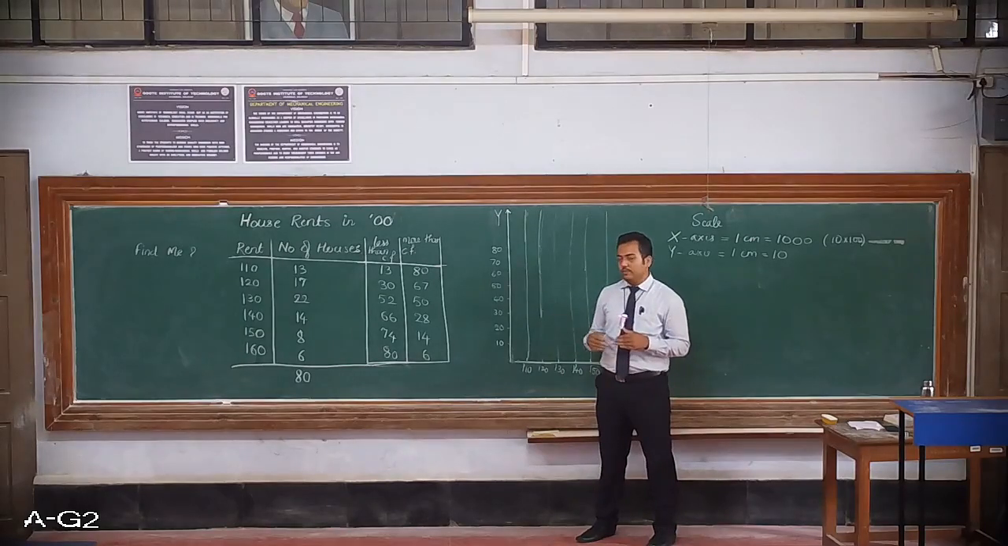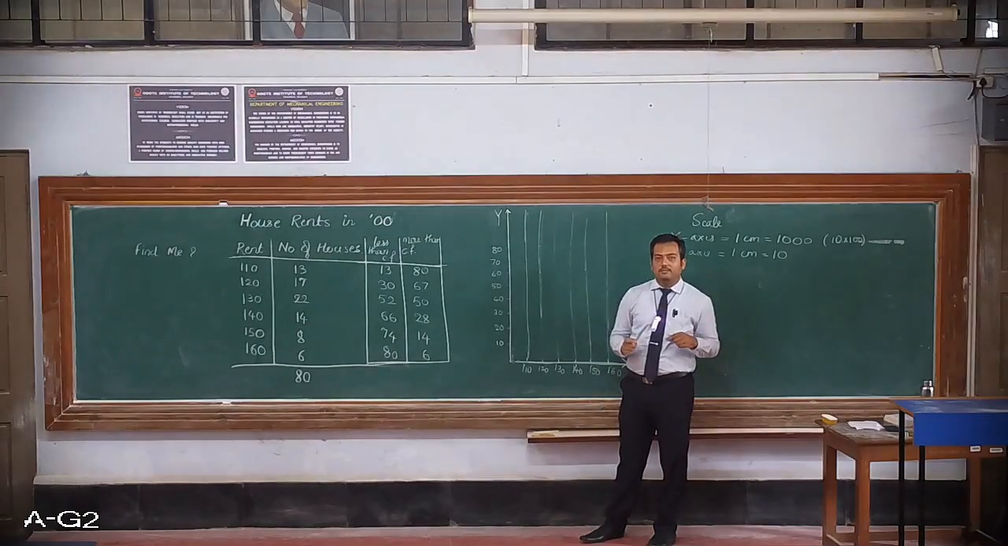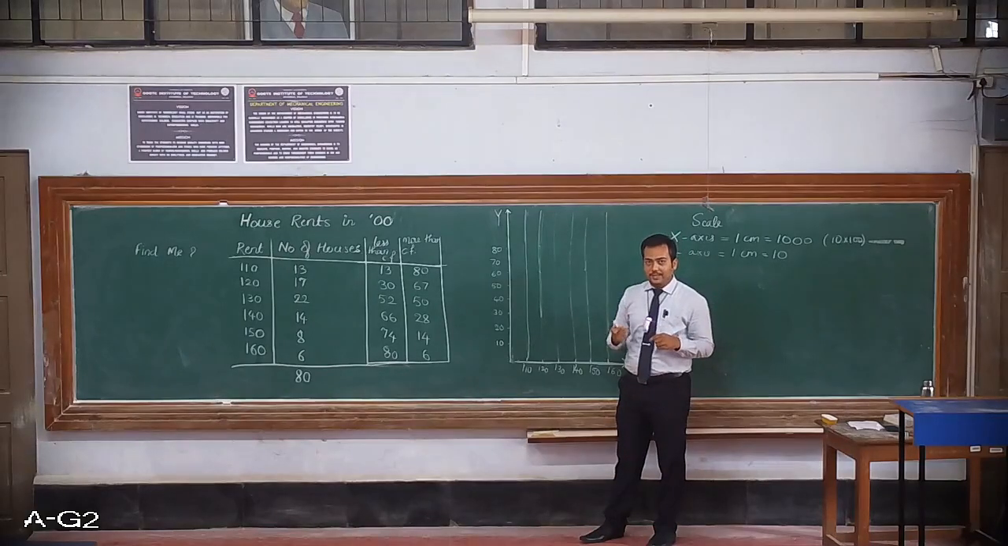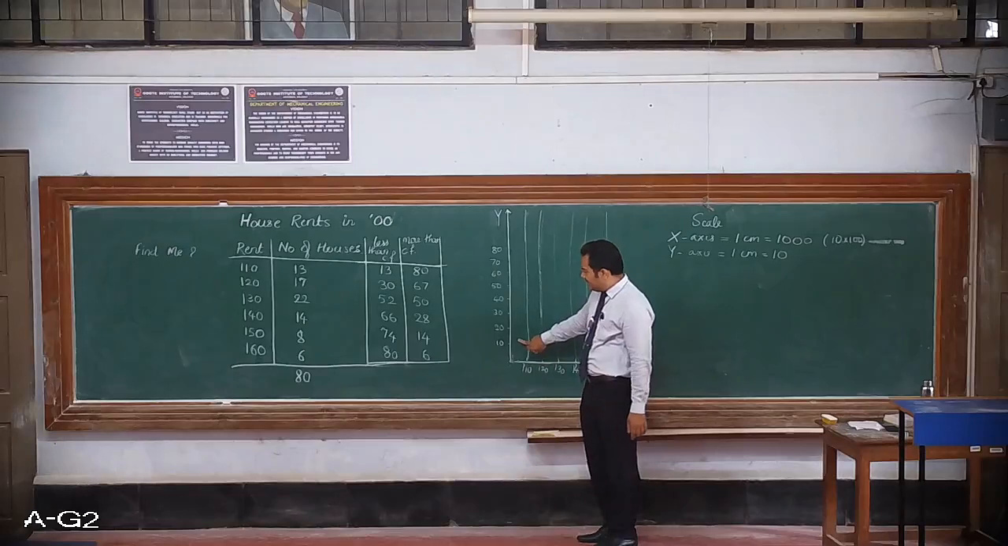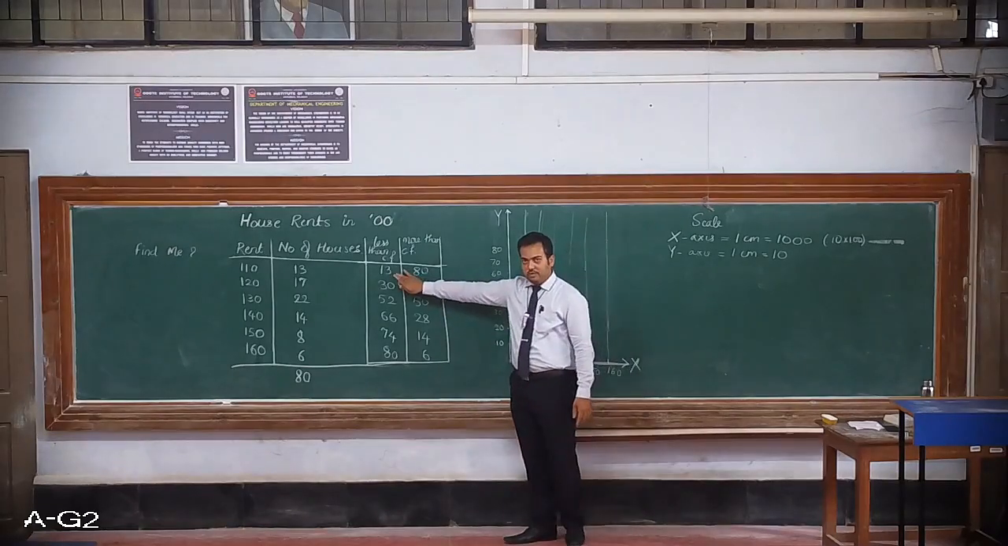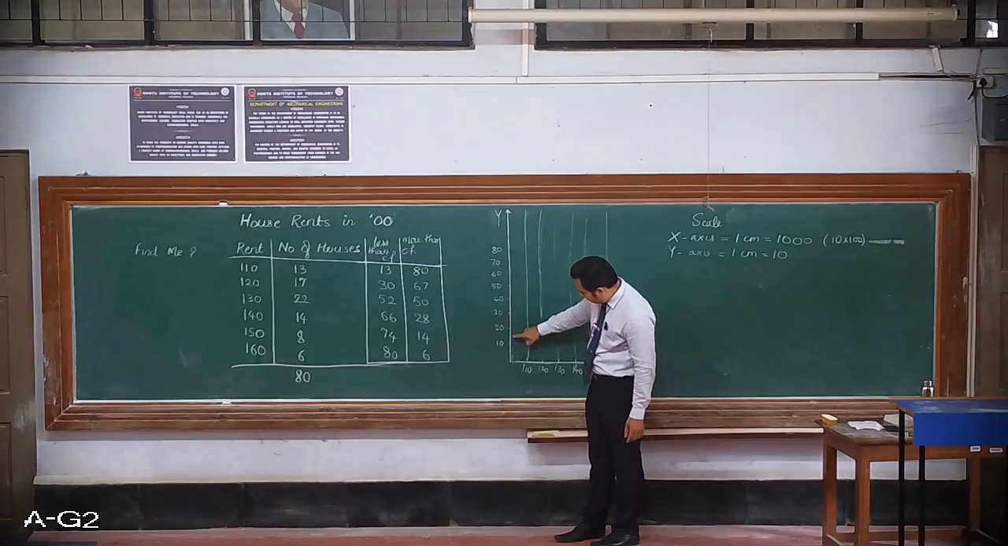Anyways, the less than cumulative frequency is increasing, and the more than cumulative frequency is decreasing. So these two curves and their intersection will give us the value of the median. For 110, our first value, the less than cumulative frequency is 13. So somewhere if my 15 is here, then my 13 would be here. So this is the point for 13.